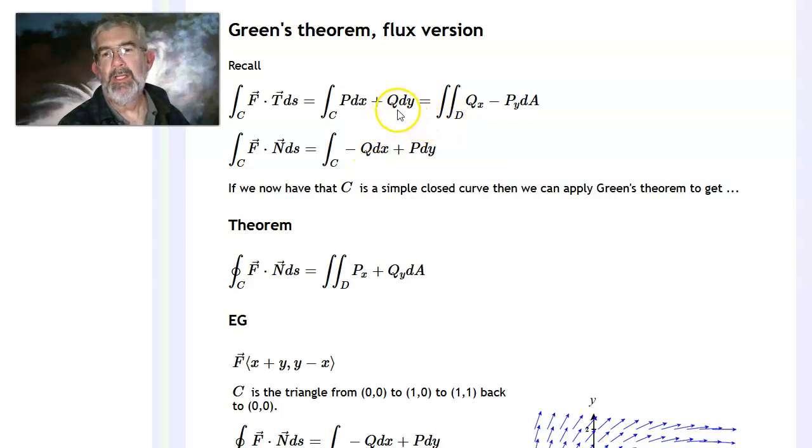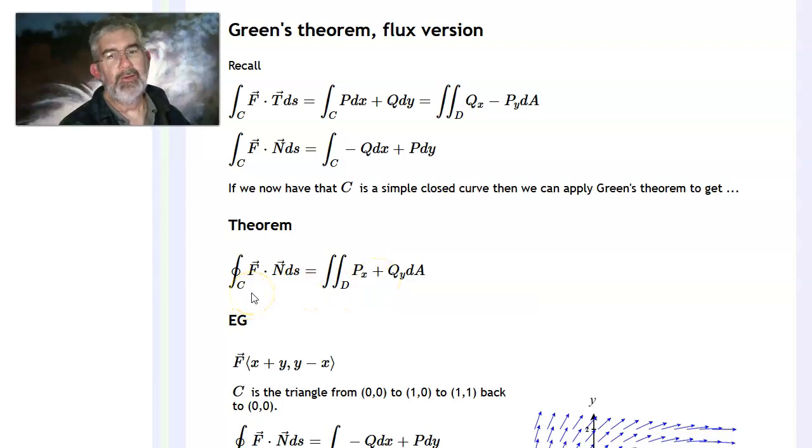So that's what we did here. This was Green's theorem. This Q got partial with respect to x. This P got partial with respect to y, and you subtracted. So this thing right here gets partial with respect to x. That's this one. And this minus Q gets partial with respect to y and subtracted. So the minus negative becomes a plus.